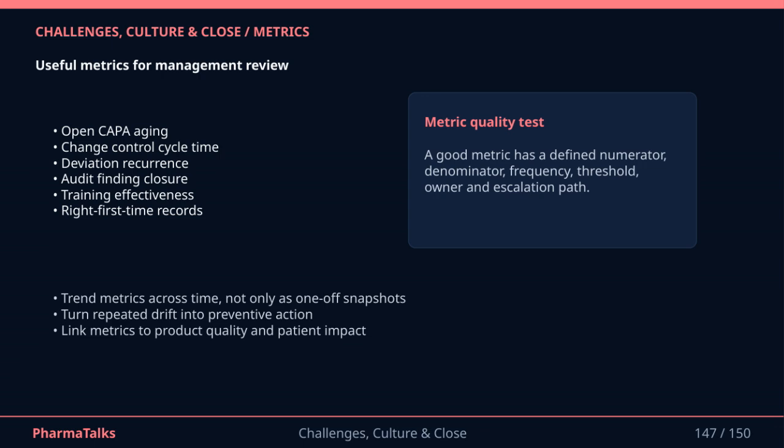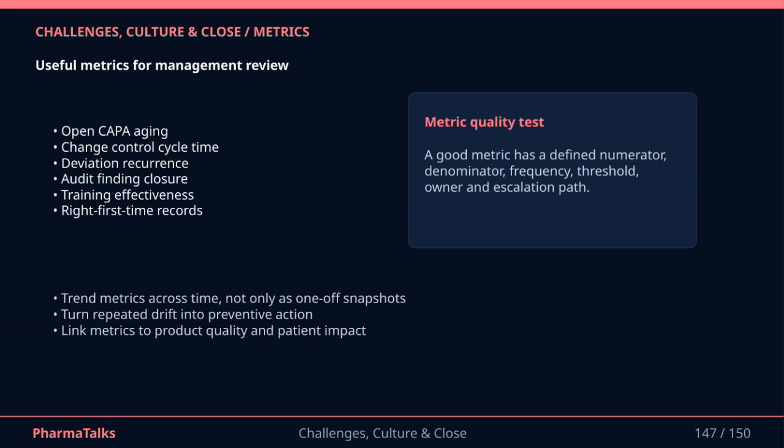Key metrics include open CAPA aging, which measures how long corrective and preventive actions remain unresolved, helping us prioritize and close issues promptly. Change control cycle time tracks the duration from the initiation to the completion of change requests, ensuring timely implementation. Deviation recurrence monitors repeated issues, pointing to areas requiring deeper investigation. Audit finding closure indicates how efficiently we address audit observations, and training effectiveness assesses how well-staffed training translates into improved performance. Finally, right first time records measure accuracy in documentation and processes, reducing rework and errors.